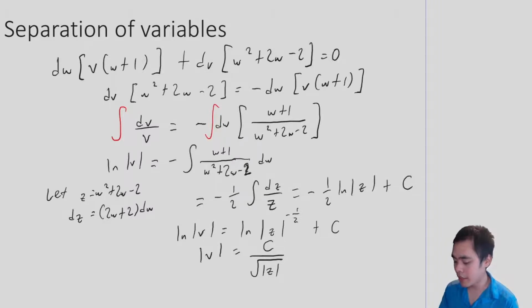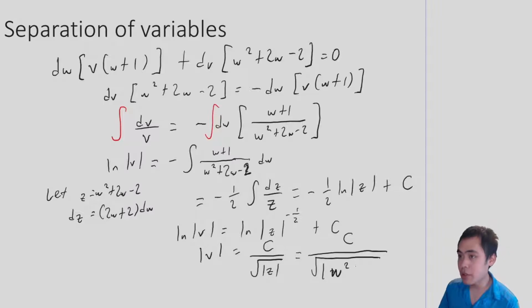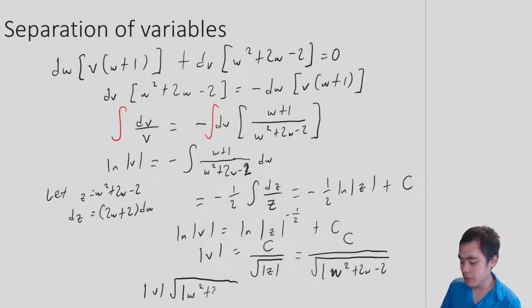Which we can plug back in, so this is equal to c over the square root of the absolute value of w squared plus 2w minus 2. And let's rewrite this slightly by multiplying by the bottom of the fraction on both sides. So you end up with the absolute value of v times the square root of the absolute value of w squared plus 2w minus 2 is equal to some constant c.